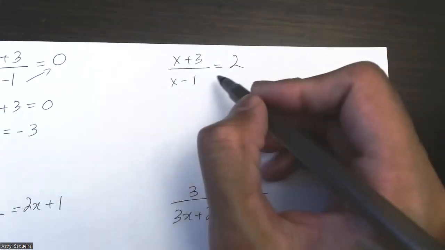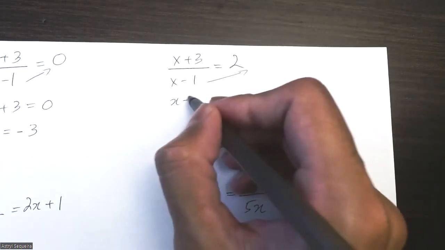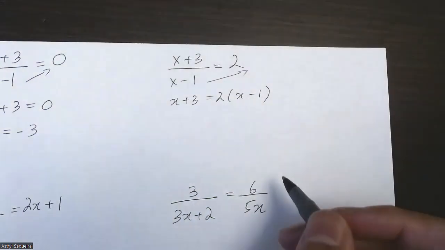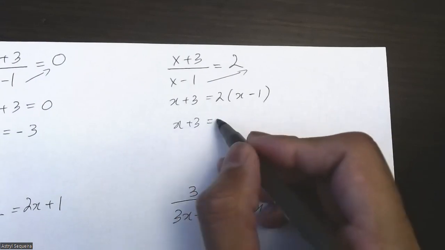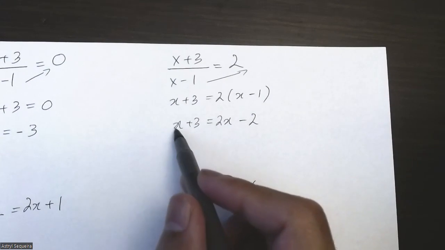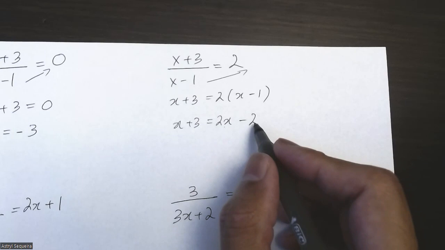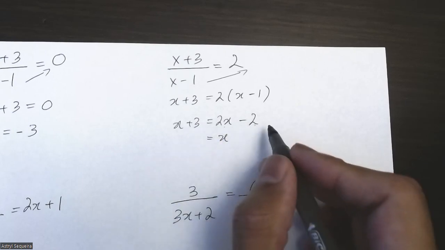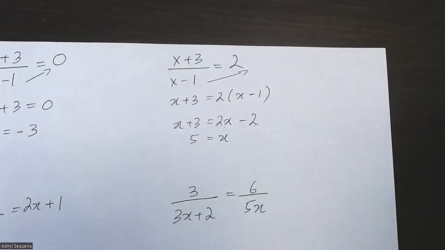This one's similar difficulty. I'm going to start by moving the x minus 1 over. So I have x plus 3 equals 2 times x minus 1. Now distribute this 2 into the bracket. x plus 3 equals 2x minus 2. And then I'll move the x over to this side. So 2x minus x will just give me x. And I'll move this -2 to this side. So 3 plus 2 will equal 5. So x just equals 5.